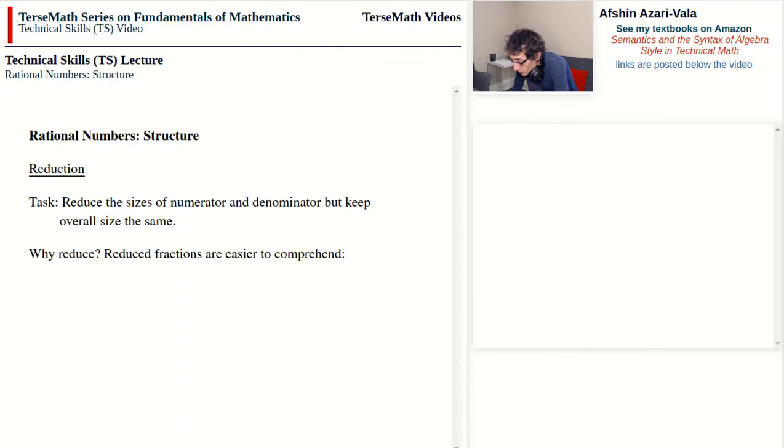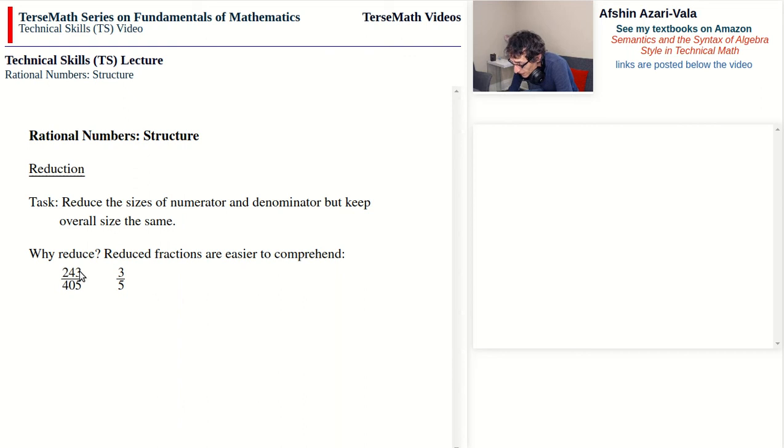The reason is because reduced fractions are much easier to comprehend. You compare 243 over 405, and its reduced form is 3/5. Who would argue that 3/5 is not easier to comprehend size-wise? So if somebody says, okay, after my calculations, you get 243/405 of a pi, you have no idea what they're talking about. But if they say 3/5 of the pi, it's very, very clear how much they are talking about.